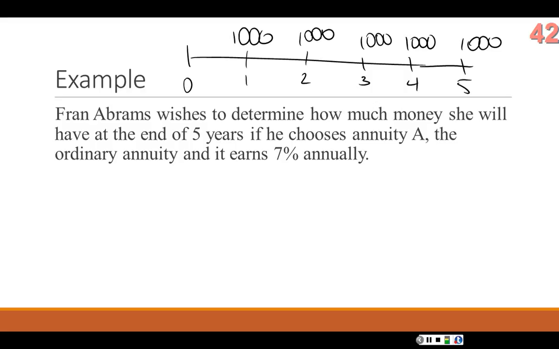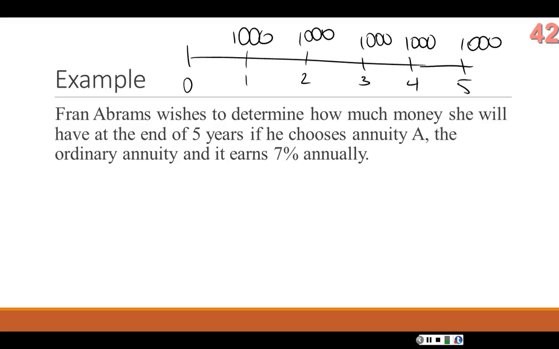And she's wanting to know how much that's going to be worth at the end of 5 years. So we know that we need to use the payment button here because each of these cash flows are equal. If the cash flows were not equal, we would not use the payment button.